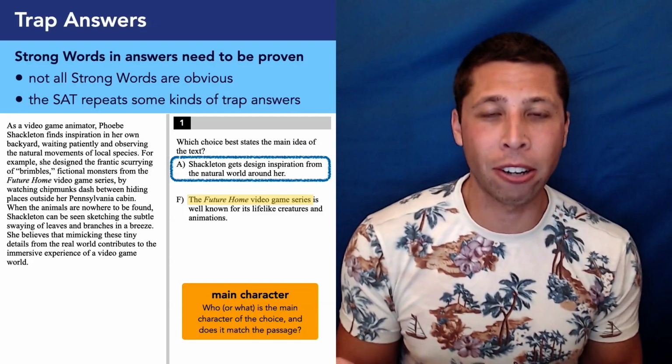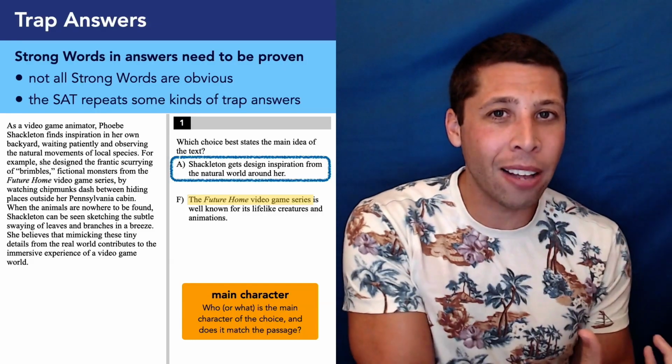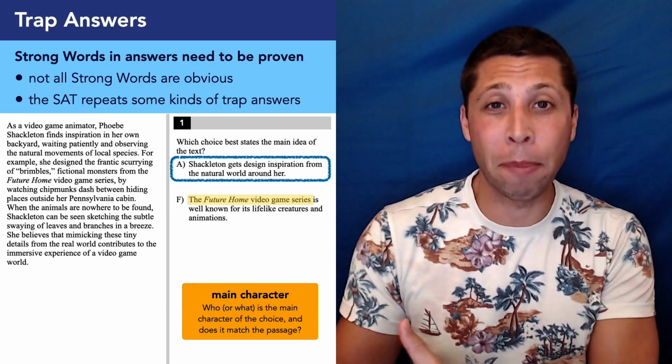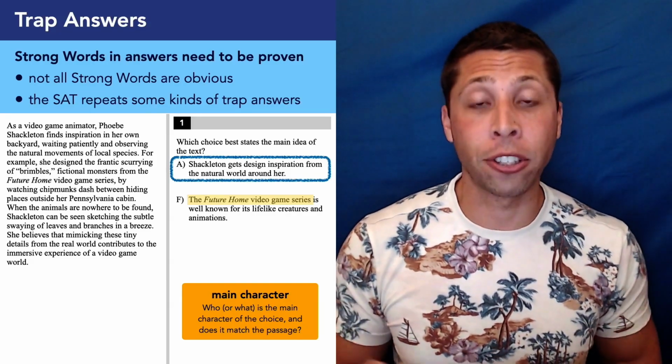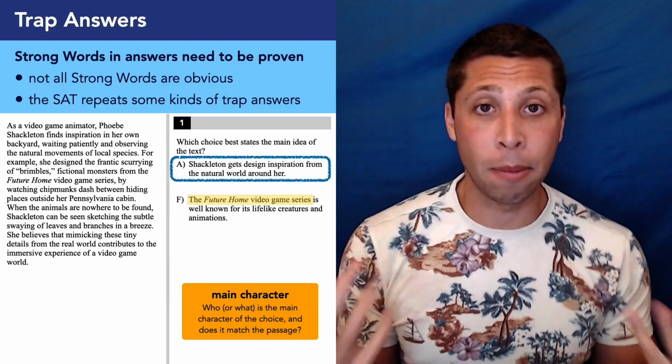Those are different main characters. So it's unlikely that choice F is going to be a good summary of what's going on in the passage if they're just focused on different things. Notice that choice A, the main character, is in fact Shackleton. So that seems to match up.